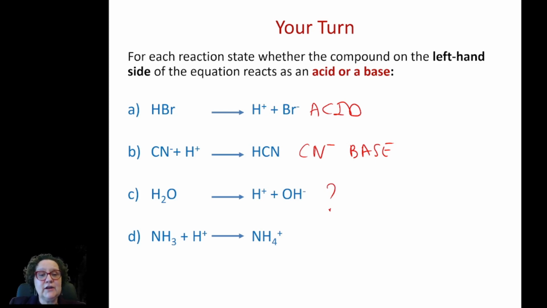And finally, let's look at equation D. That's the equation of ammonia, NH3. So ammonia reacts with a hydrogen ion to produce the ammonium cation, NH4+. So NH3, the compound ammonia, is a base.